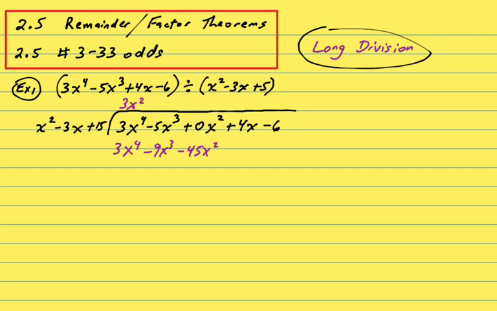Apparently I can't read my own writing because this is a 5, not a 15. So let me fix that. We'll get rid of this right here. Everything else is going to be the same, except that's not a 15, that's a 5. So what's 3x squared times 5? A positive 15x squared.